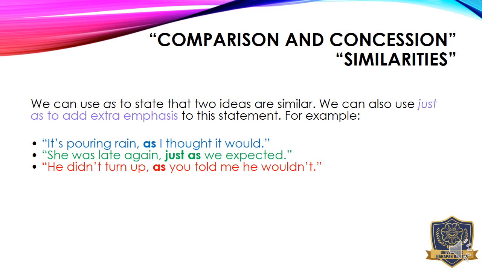And for your information, you can use as in the middle of a sentence. But if you want to put as in the beginning of the sentence, it's also permitted. So in the first sentence, you can say, as I thought it would, it's pouring rain. As he told me he wouldn't, he didn't turn up. Remember, if you want to put a subordinating conjunction in the beginning of the sentence, there should be a comma to separate the two clauses.